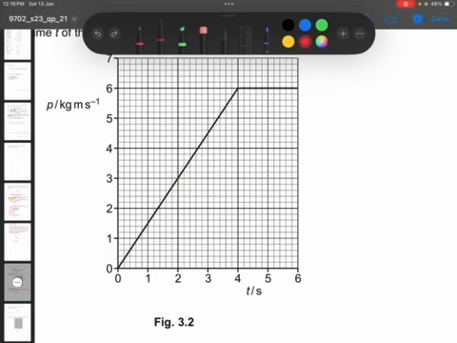Okay, so now these are my coordinates to find the gradient: 0 and 0, then here 6 and 4. There is no worry because the units here are fine and the units here are fine, so there's no need for conversion, and everything is in the proper units.